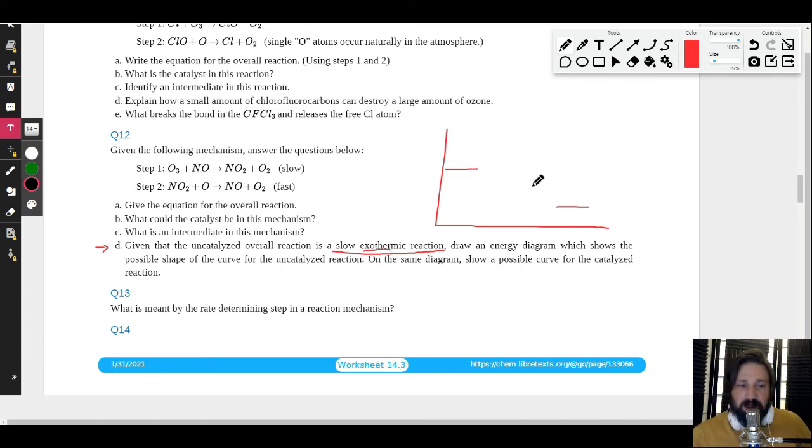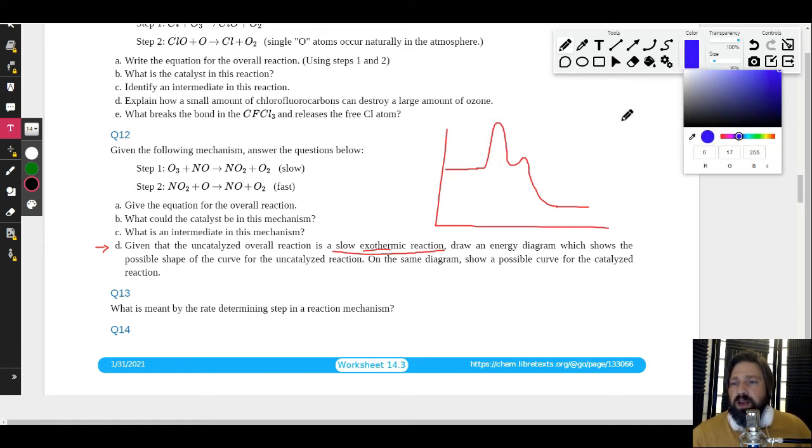And then what's this middle part going to look like? There are 2 steps here. One that's really slow, so it's going to have a very large activation energy. And then one that's fast. It's going to have a little activation energy. And there you go. Here is going to be your exothermic reaction that shows 2 steps. One of them is very slow and has a very large activation energy.